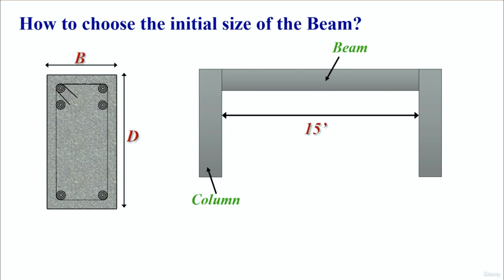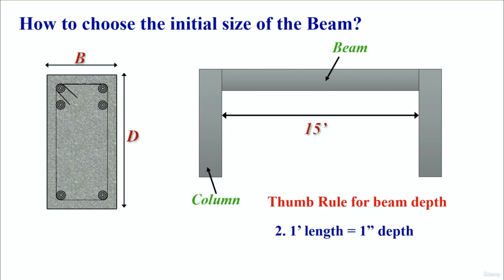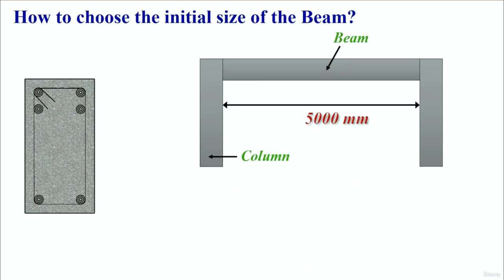Next let's have the clear span as 15 feet. So let's use the thumb rule. 1 feet length is equal to 1 inch depth. When the measurement is given in feet, we have to consider 1 feet length is equal to 1 inch depth. So here the length is 15 feet. So we need to consider the depth as 15 inches. Now we know how to find out the depth of the beam using thumb rule.